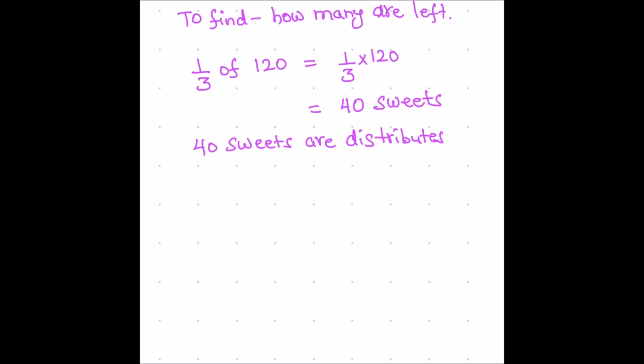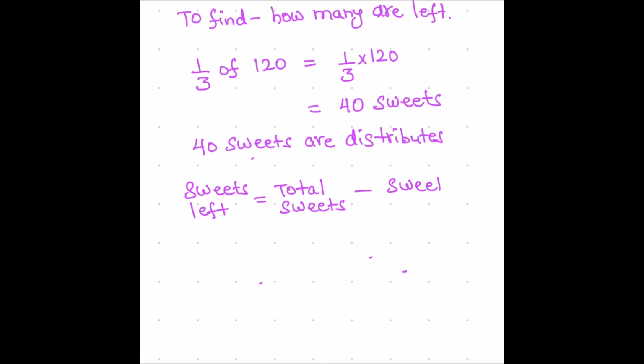We need to find how many are left. So sweets left will be total sweets minus sweets distributed. Total number of sweets is 120 and we just found out that 40 sweets were distributed. So 120 minus 40. 0 minus 0 is 0, 12 minus 4 is 8, 80. So sweets left will be 80.